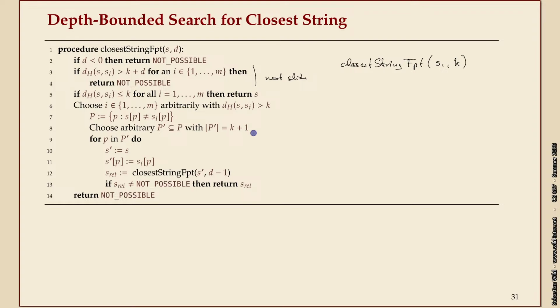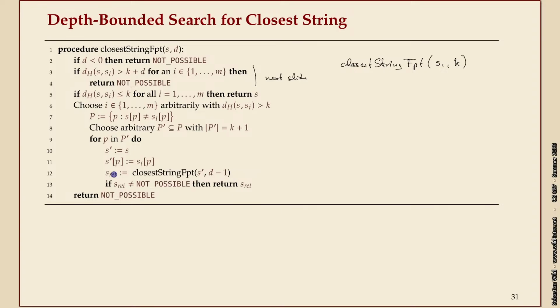I don't have to try all positions p, only those p prime. Because even if trying any of the other positions and leaving all the positions in p prime unfixed would still be too big a distance. And then for all those, we recursively try fixing that position. So we take that position in p prime, we update the column P to match that string si. And then we try to recursively fix from there. So we take that new candidate and one less modification allowed.